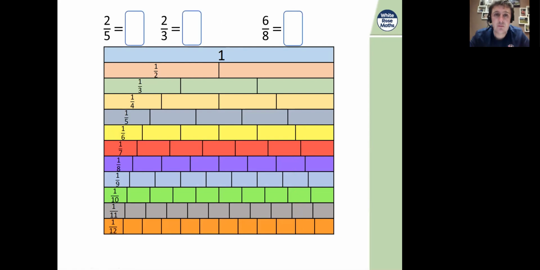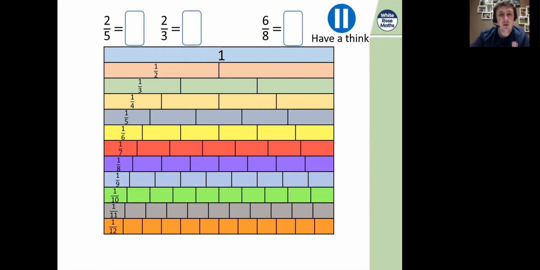Now, here's some fractions: 2/5, 2/3, and 6/8. Can you have a think and find as many equivalent fractions on that fraction wall as you can for those? Pause the video and have a go, and I'll give you a clue. There may be more than one answer for some of them. Off you go.